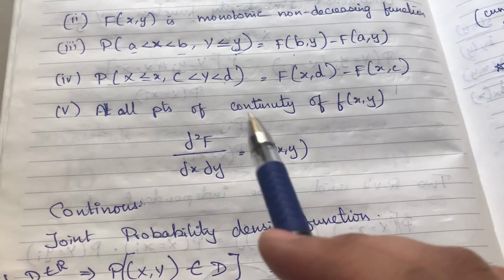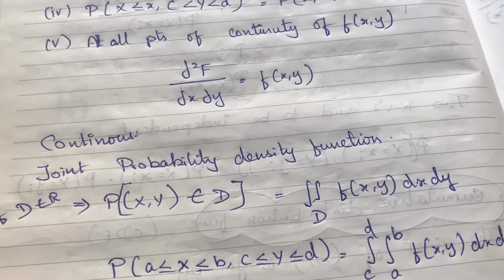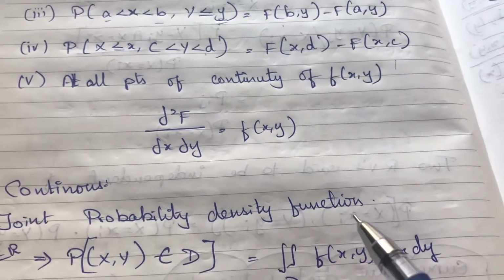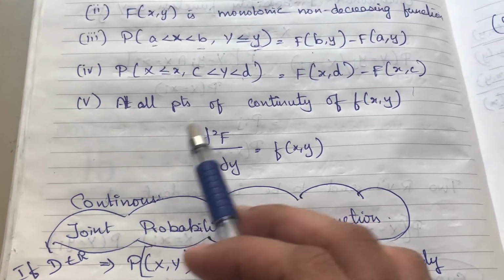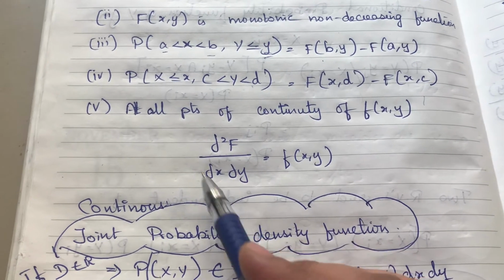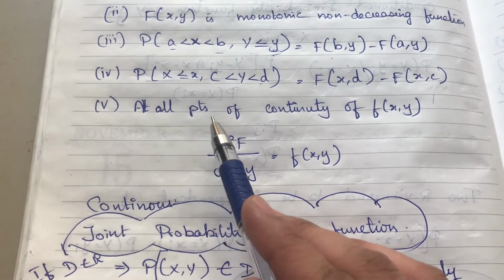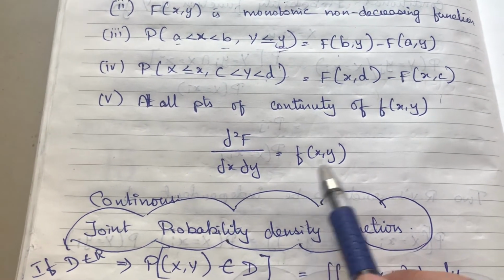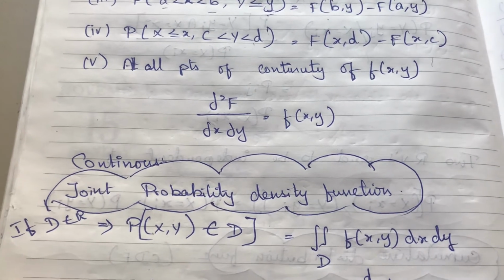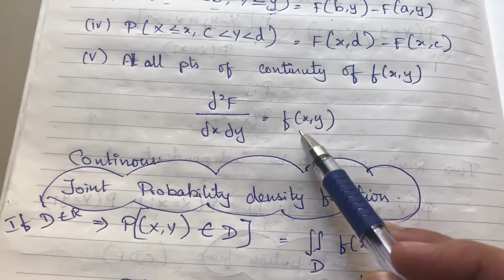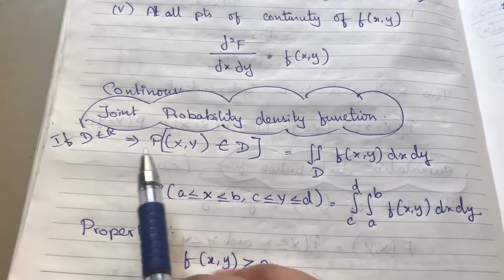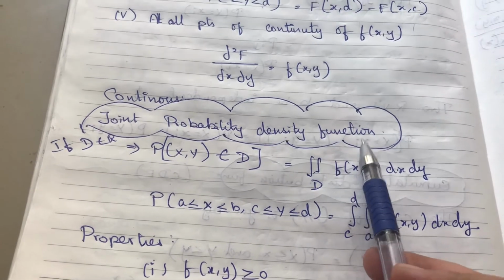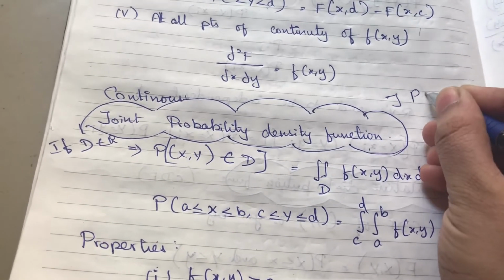At all points of continuity, the second derivative should be equal to f of x, y. So at all points of continuity we have chosen one point, right? So the second derivative at that point should be f of x comma y, meaning the function should include x and y. Okay, and then continuous joint probability density function.